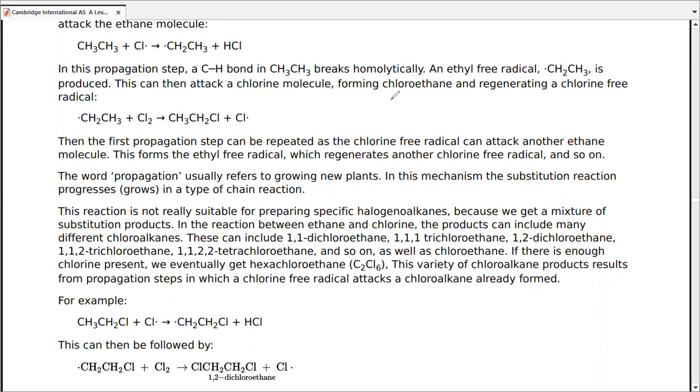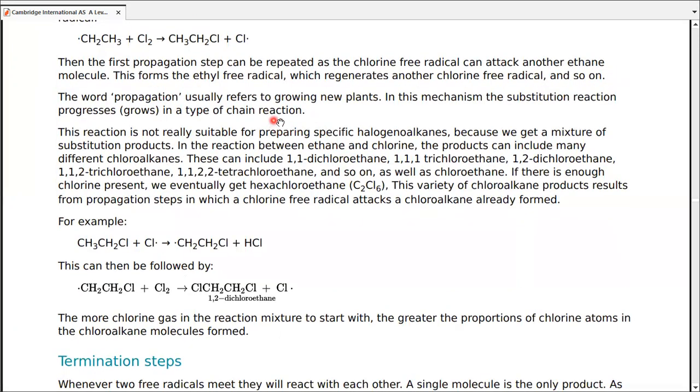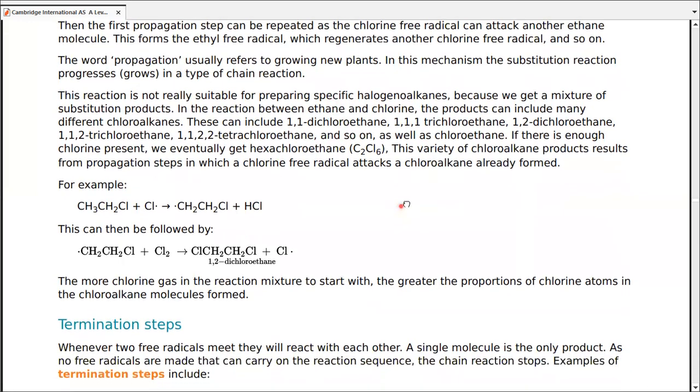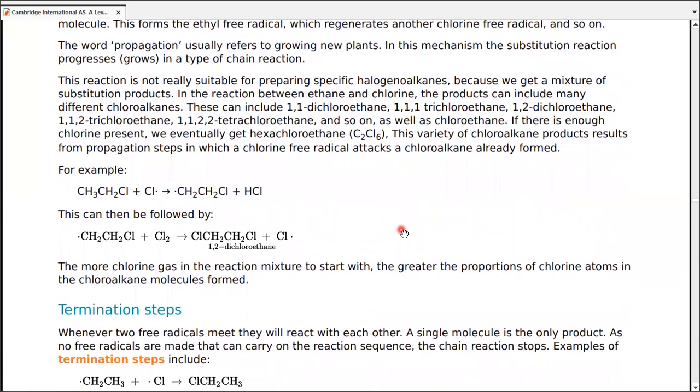All right. So moving on, the word propagation usually refers to growing new plants. In the mechanism, the substitution reaction progresses. It's a type of chain reaction. It goes on and on since the radical is generated by the end of the two-step reaction. So I hope you get the point of using the word propagation.